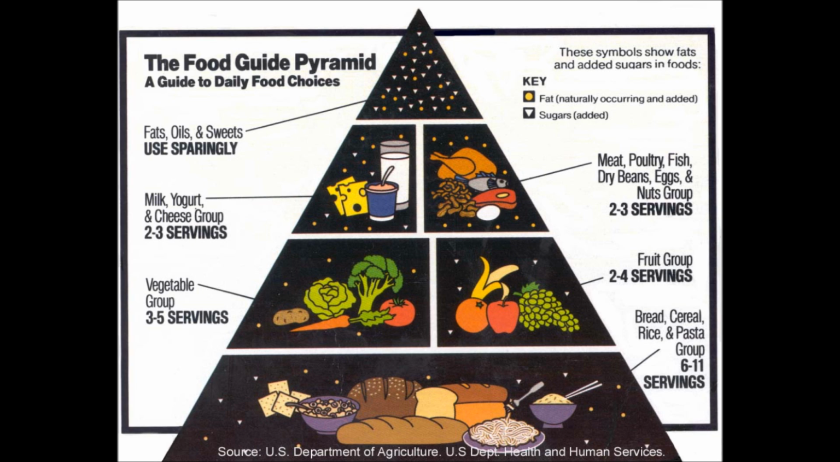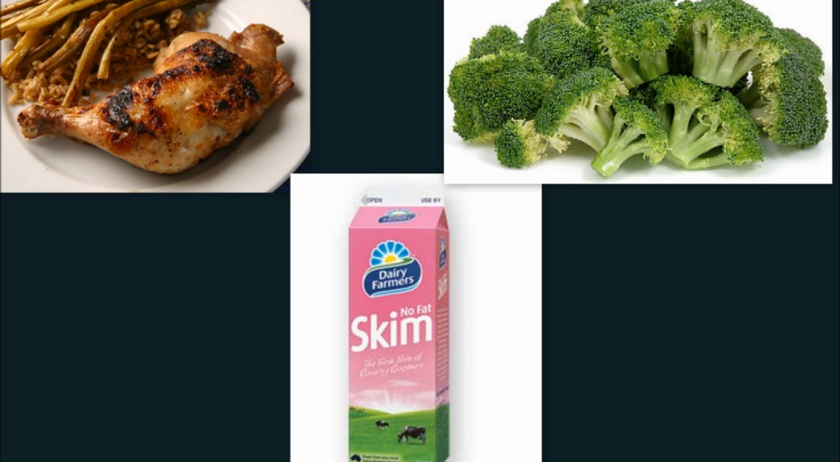Food pyramid: bread, cereal, rice, and pastas, 6 to 11 servings. Vegetable group, 3 to 5 servings. Fruit, 2 to 4 servings. Milk, yogurt, cheese group, 2 to 3 servings. Meat, poultry, fish, dry beans, eggs, nuts group, 2 to 3 servings. Fats, oils, and sweets, you have to use these sparingly. So the correct answer for this one would be number 2, broiled chicken, broccoli, skim milk.